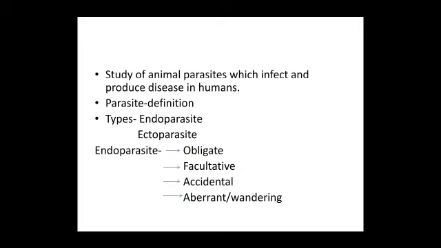The accidental hosts are those where the parasites infect an unusual host. Example, the dog tapeworm, or in other words, Echinococcus granulosus, which infects humans accidentally. Aberrant or wandering hosts, these infect a host where they cannot live or develop further. Example, Toxoplasma in humans.